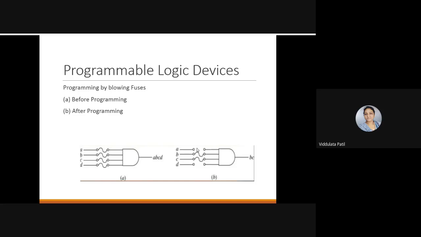So that there will not be any connection from A and D, and only B and C will be available at the input of this AND gate, and therefore I can get the output B, C. Okay, so in this way these programmable logic devices are programmed, the connections are done, and then we get the proper functioning of this circuit.